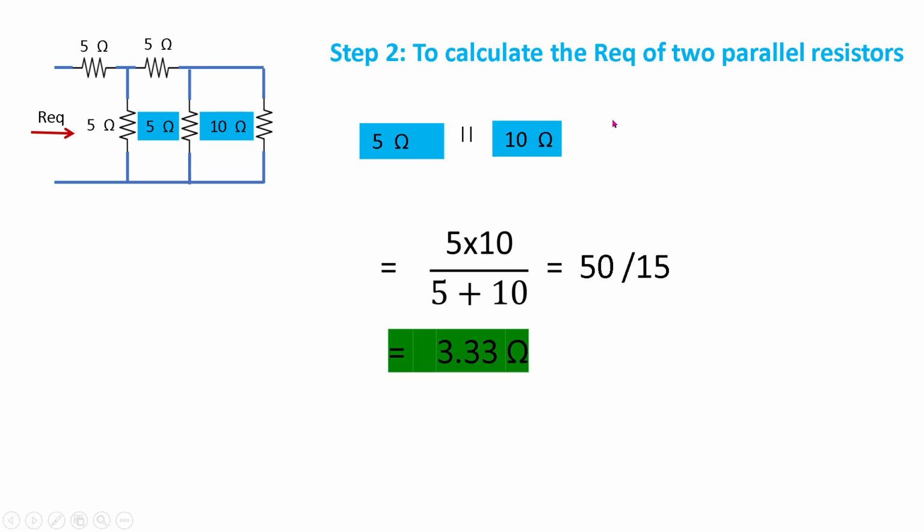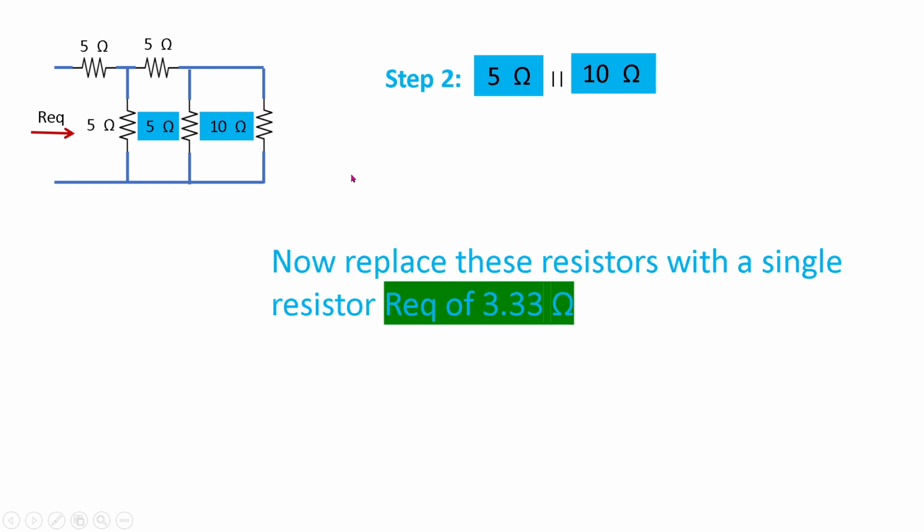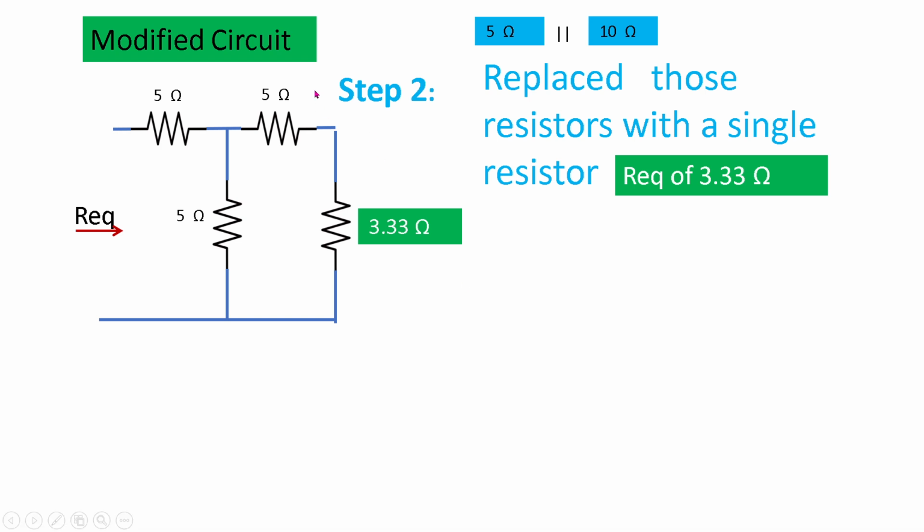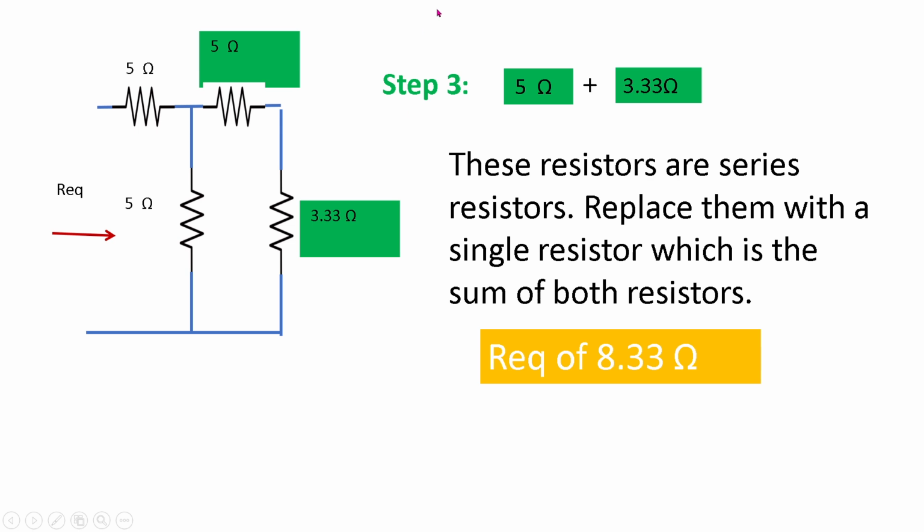So we can calculate the R equivalent for these two parallel resistors as the product of these two resistor values divided by the sum of these two resistors. So it is 50 divided by 15. So we get the value as 3.33 as the equivalent for these two resistors. Then we can replace these two resistors by a single resistance of equivalent value 3.33 ohm. So that now we get another modified circuit in which we have only 4 resistors, in which this equivalent resistance value is 3.33 ohm.